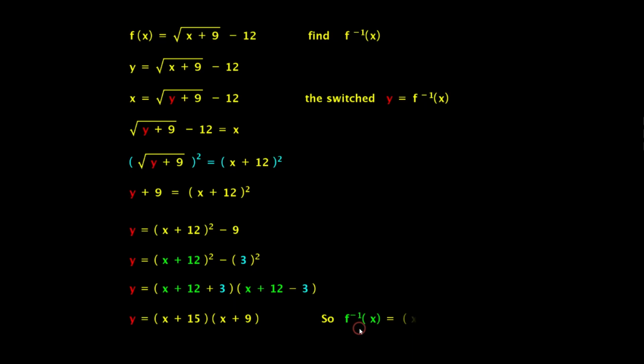So finally, f inverse of x is x plus 15 times x plus 9. And we are done.